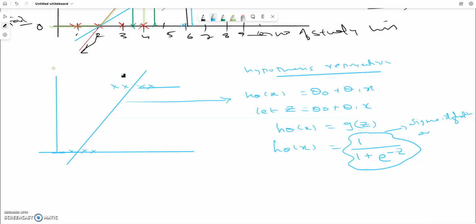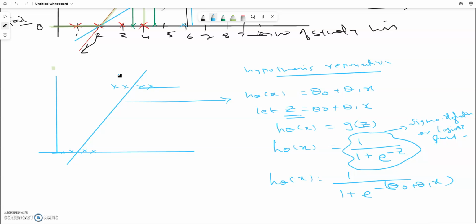or logistic function. Logistic function, right? Now if I directly substitute, h theta of x is equal to 1 plus e to the power of minus z, and I already have assigned z is equal to theta naught plus theta 1 into x, right?